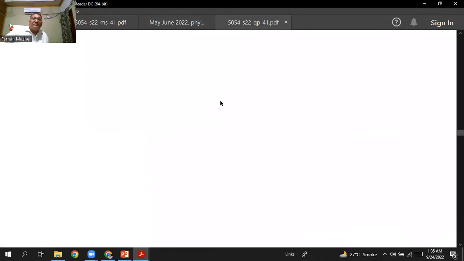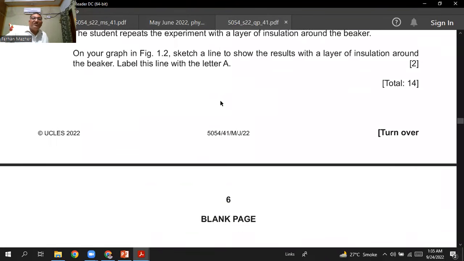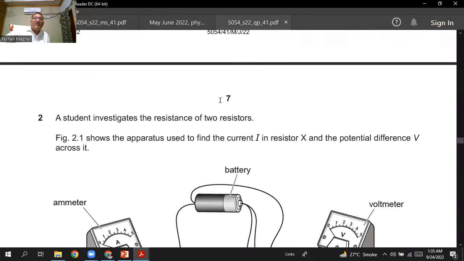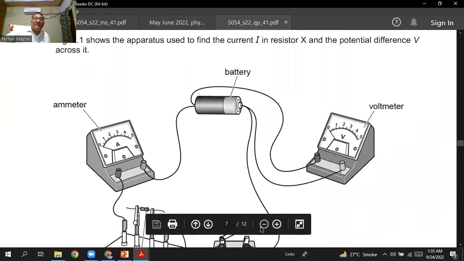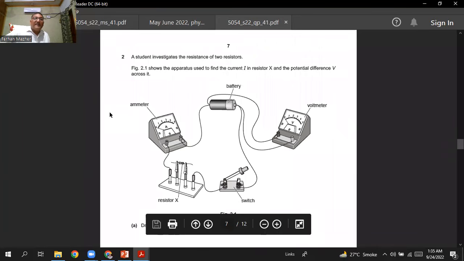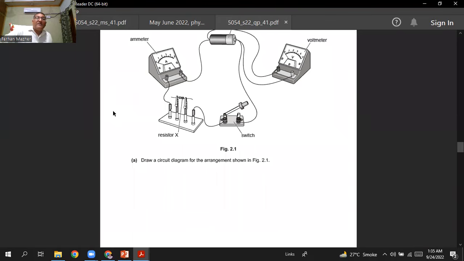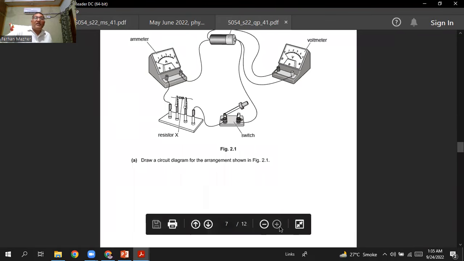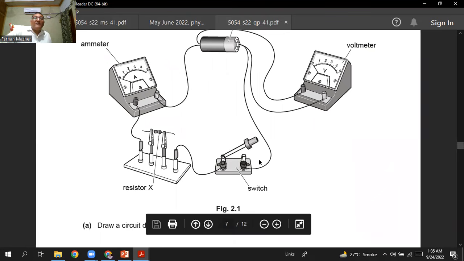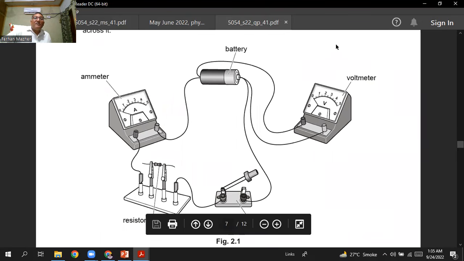Okay, so we are done with this question number 1. Now we're going to the next question. The next question is, a student investigates the resistance of two resistors. Figure 2.1 shows the apparatus used to find the current I in the resistor X and the potential difference V across it. Draw a circuit diagram for the arrangement shown in the figure.